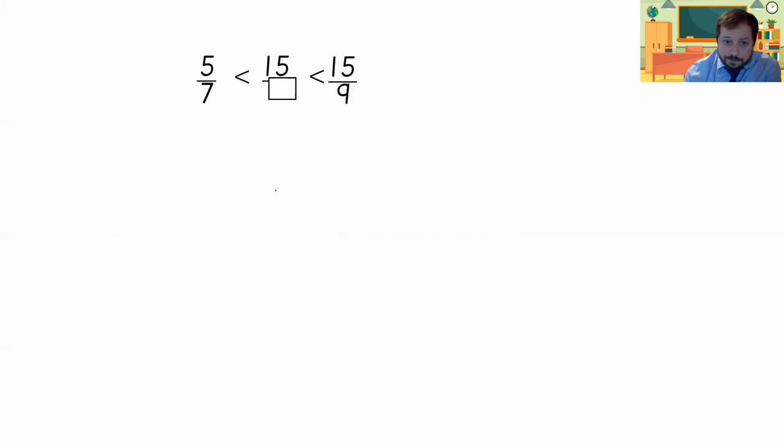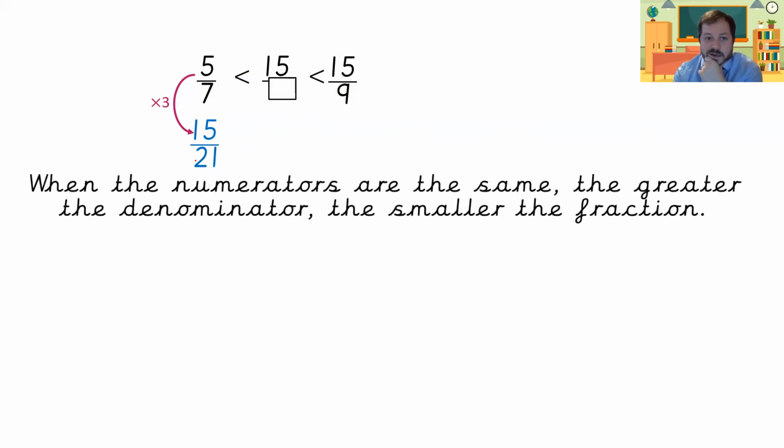So have a look at this one. You've got 5/7, 15 something, and 15/9. How might we think about doing this one? Well, we need to first off make this into 15 along the top, because then we've got 15s along the top. This one says that this is smaller. Well, yes, it's definitely got the largest numerator of these two. So this one here actually could be any number between 9 and 21. So any number between 10 and 20, basically.